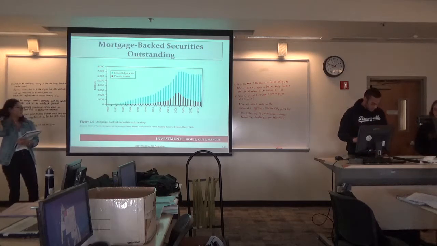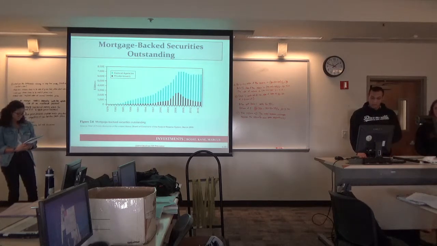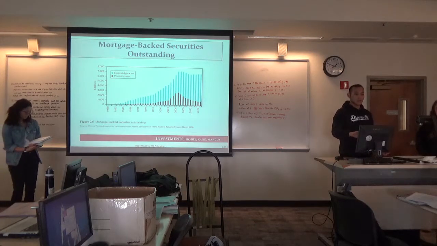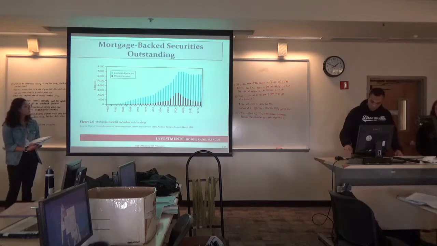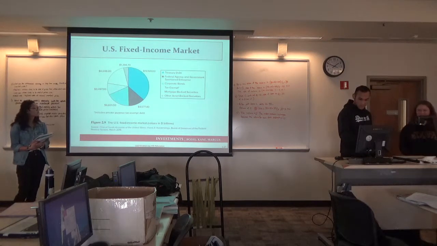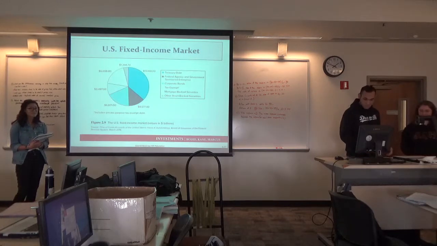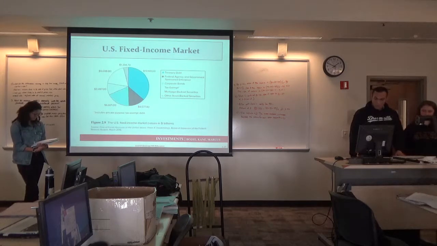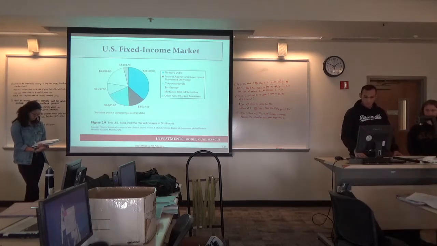On this graph right here, it's showing that historically the feds have had the highest amount of outstanding mortgage-backed securities, and that it's increased substantially over the years, as has the amount for private issuers. And on this next slide, it's kind of hard to see because the colors are a little similar, but you'll notice that a little less than a quarter of the U.S. market is fixed income.